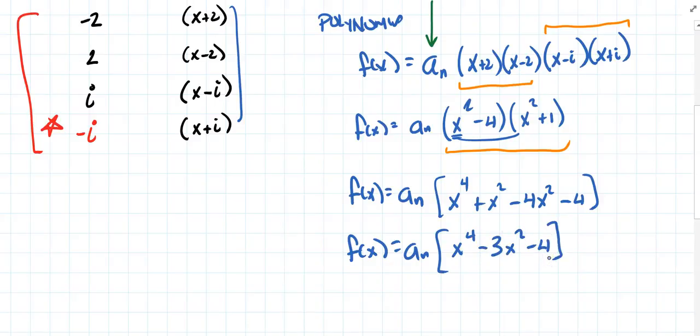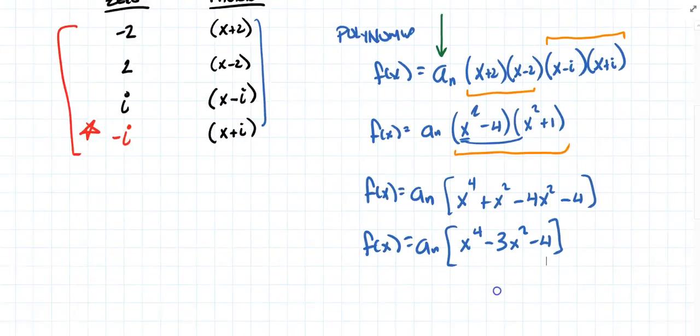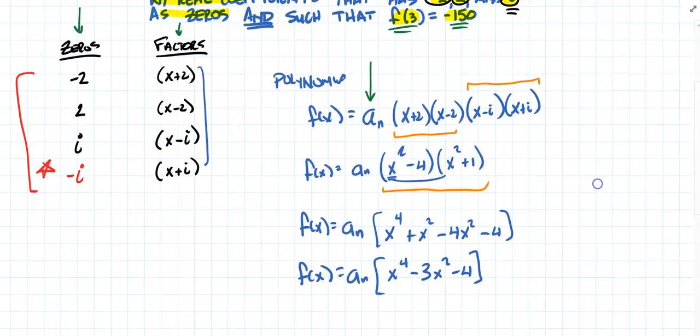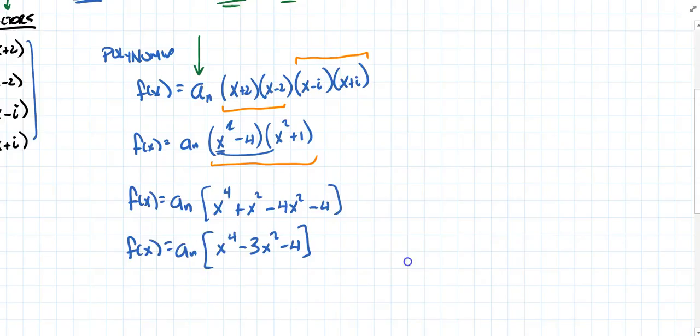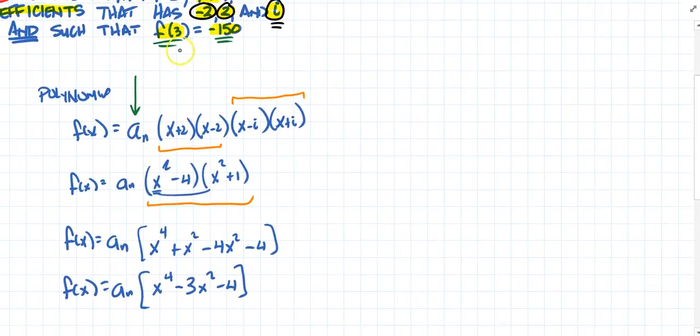Okay, at this stage of the game, when you have multiplied and simplified down to the last bit and you can't go any further, this is when you check and see what your constant is going to be. We know that f of 3 has to be negative 150. So that means that when I plug a 3 in, I need to get negative 150 back. So if I plug a 3 into this, right now, here's what I would get.